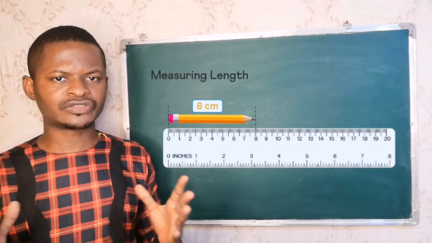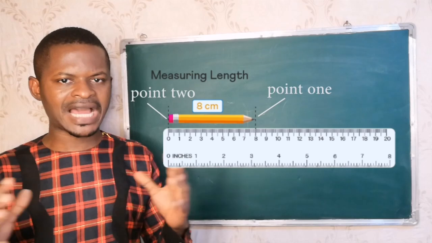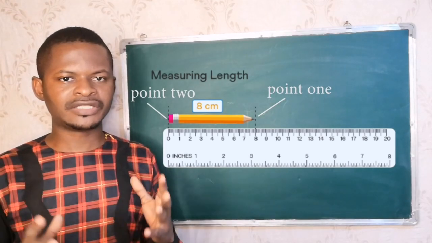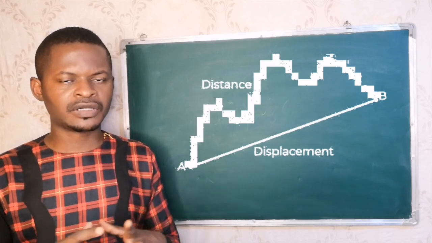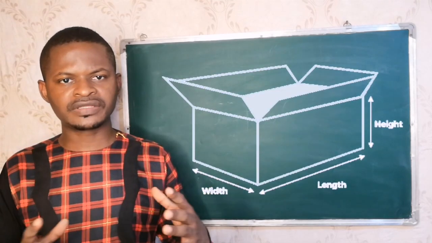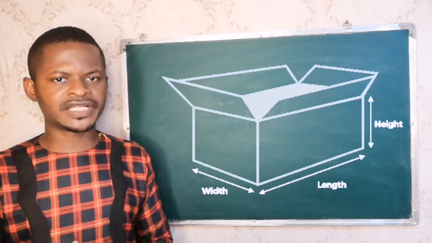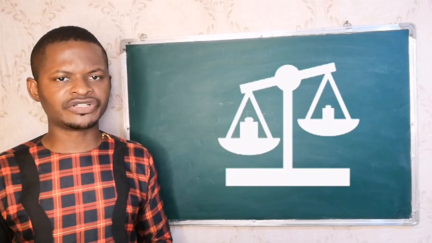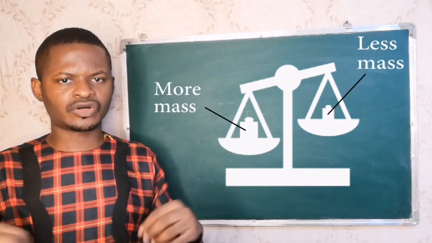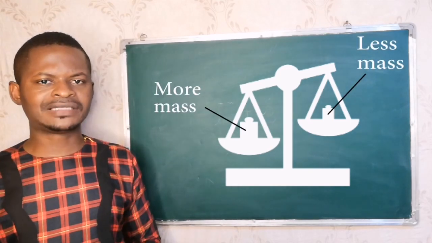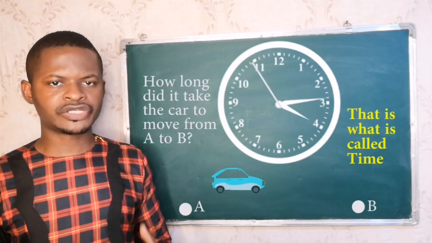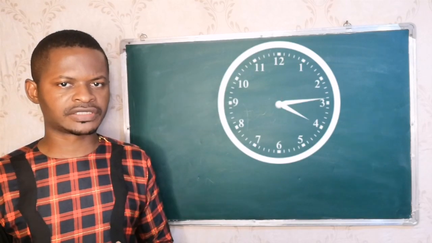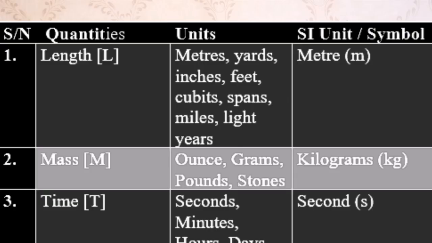The length is the extent of space between 2 points or the gap between two positions. So when we talk about length, we're talking about height, we're talking about distances, we're talking about displacement, we're talking about breadth, we're talking about width, we're talking about depth. All refers to length. And the mass is the quantity of matter or quantity of material that is contained in a body or object. And time is the measure of the duration between events, allowing us to understand the sequence and progression of occurrences.